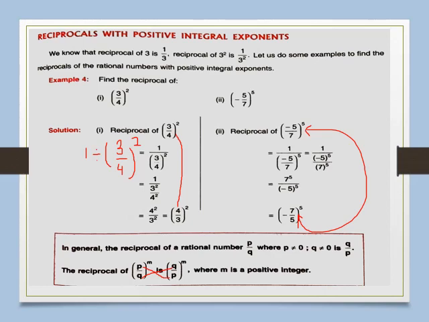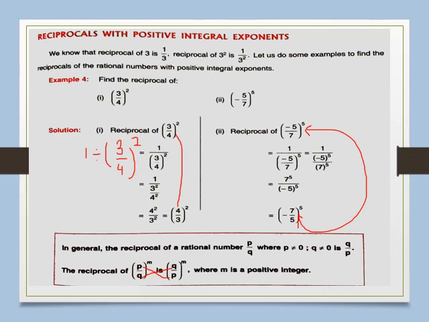See here, reciprocal with positive integral exponent. Now we know that the reciprocal of 3 is 1 by 3. The reciprocal of 3 square is 1 upon 3 square. So which two numbers are called reciprocals? When we multiply both the numbers, we will get the answer as 1. That number is known as the reciprocal. Now let's do some examples to find the reciprocal of a rational number with positive integral exponents.